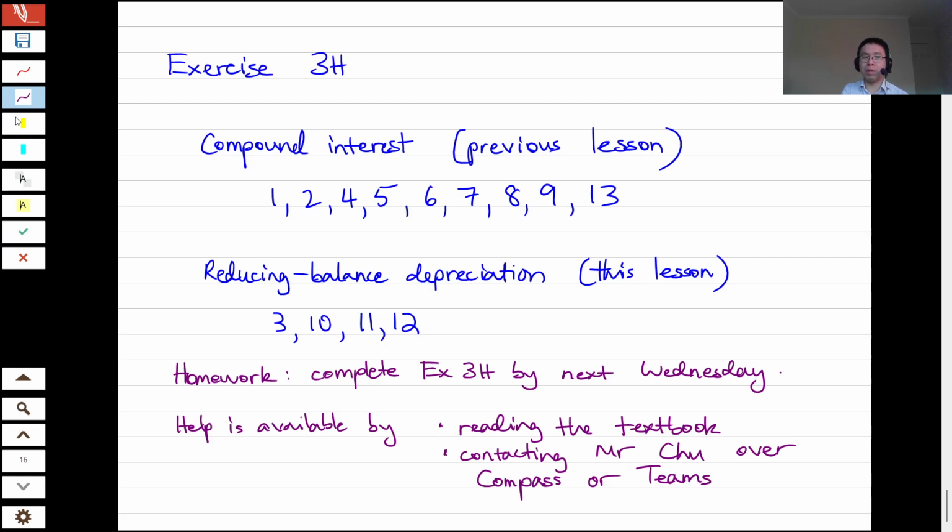And I would like you to complete as much of 3H as you can by next Wednesday. If you can't complete it, that's fine, but I would like you to help yourself. You can seek help by looking at the textbook, and you can contact me as well. Remember, as I said at the start of the year, I would rather be contacted too much rather than not often enough. So if you have to send me messages several times a day over the next few days, that's fine.